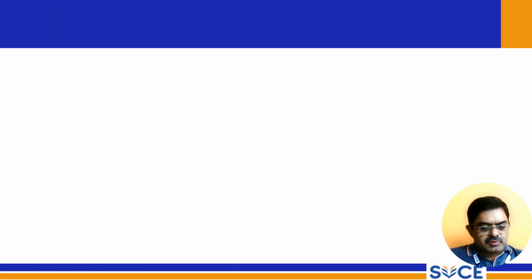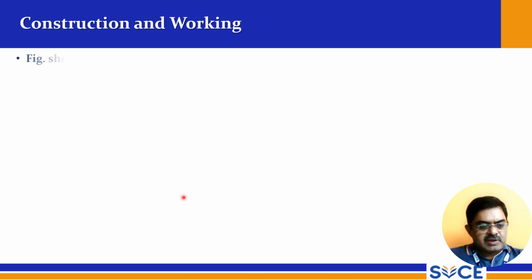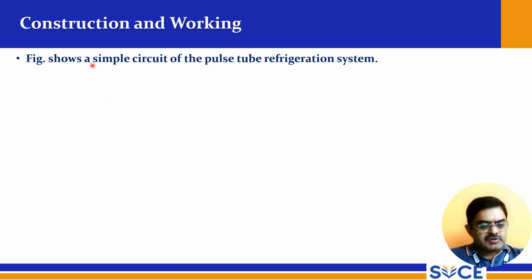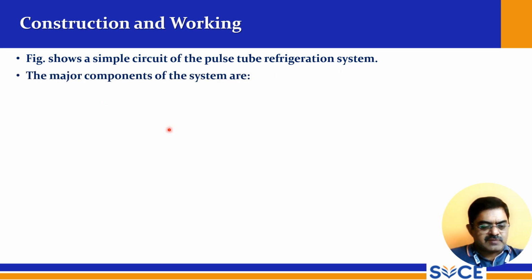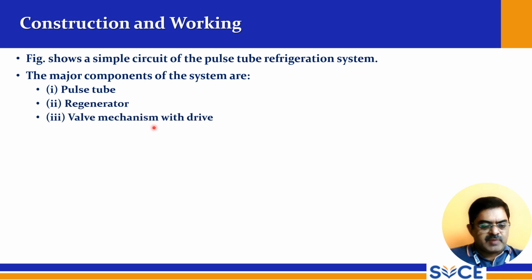Coming to its construction and working, it is very simple. The figure shows the simple circuit of a pulse tube refrigeration system. The major components of the system are the pulse tube, the regenerator, the valve mechanism with a drive, the vacuum system, and the cooling system.